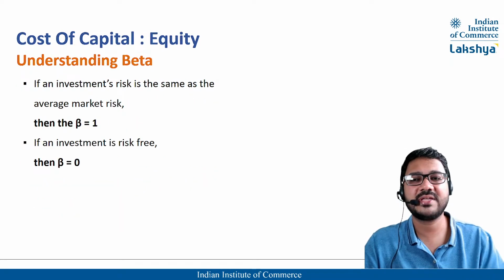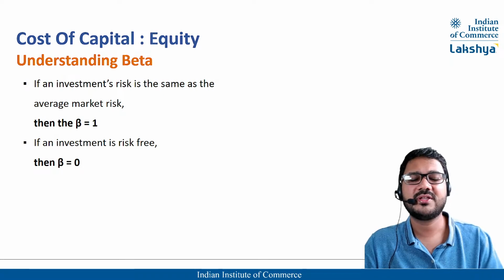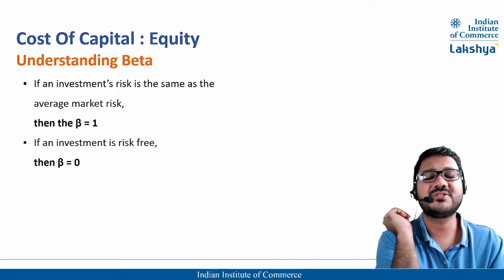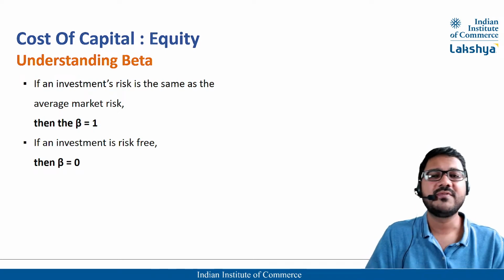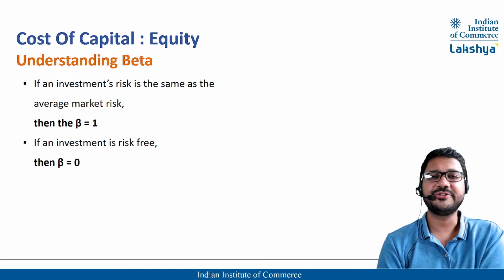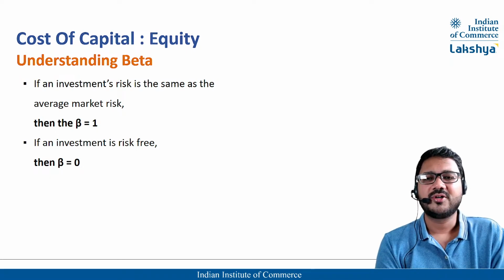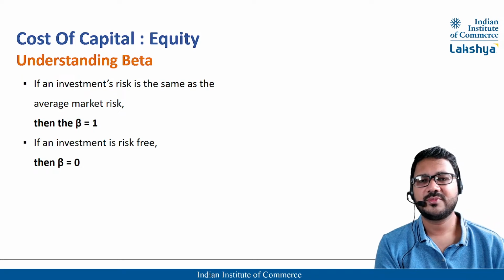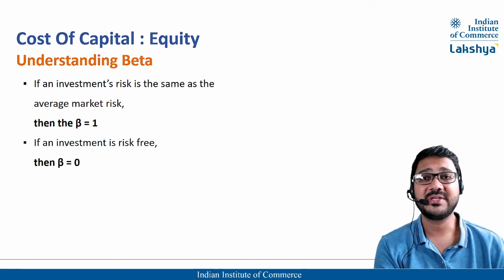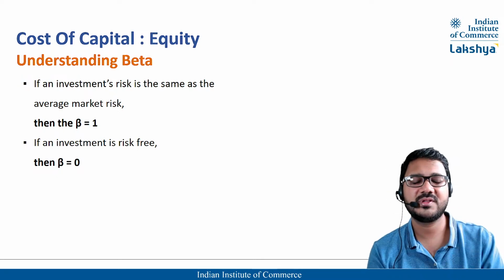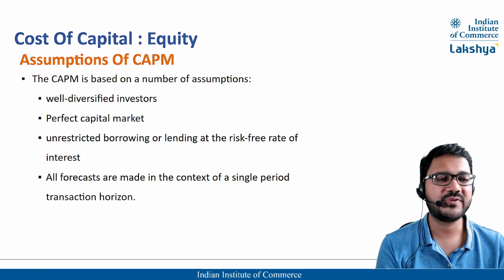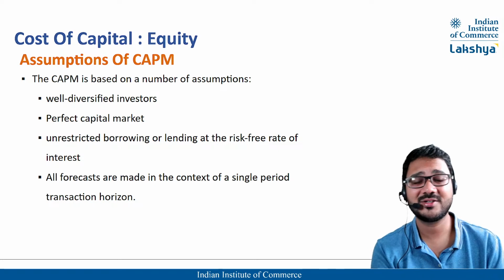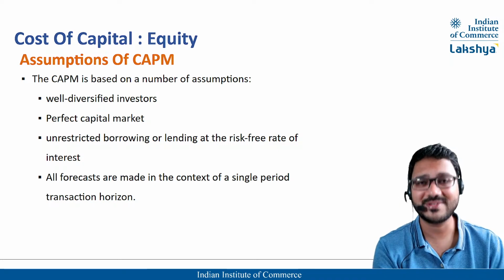If an investment's risk is the same as the average market risk, then they are called neutral stocks. If an investment is risk free, then the beta is 0. So we could say that Barclays is kind of like a neutral risk because its beta is almost 1. Unilever would be defensive and Tesla would be an aggressive stock. And if the beta is 0, that means the investment has no risk. For example, the beta for a risk-free rate, so for a government bond, will be 0.